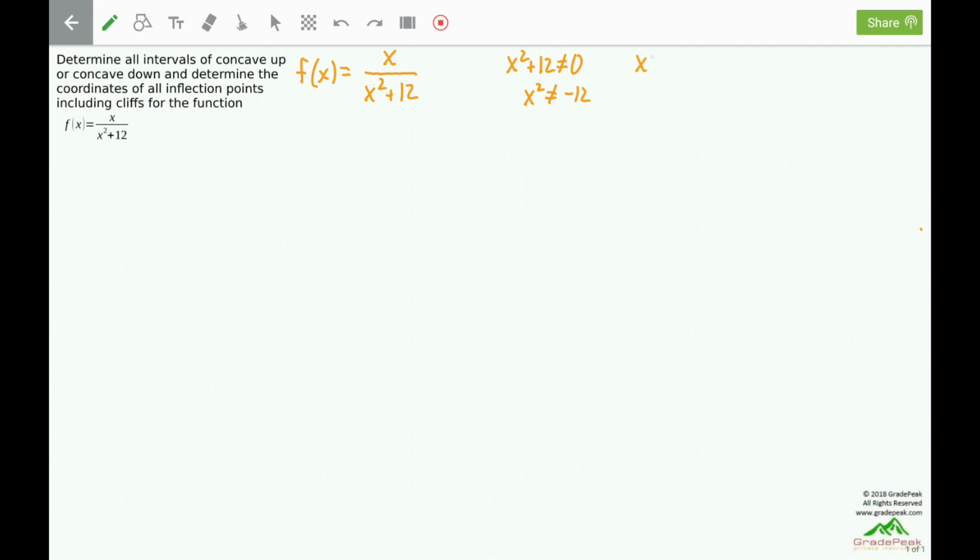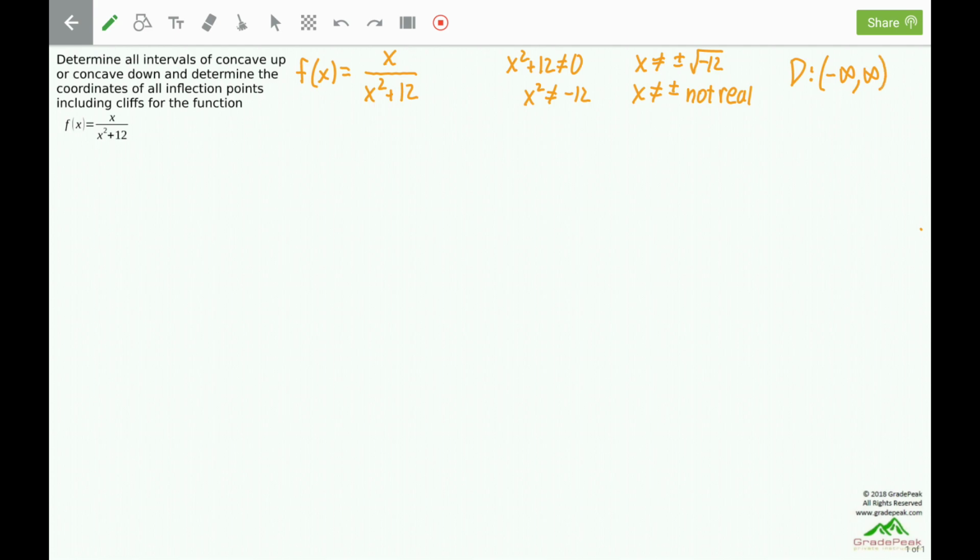And then taking the square root of both sides, x does not equal plus or minus the square root of negative 12, which is an even root of a negative number, and the even root of a negative number is not a real number. So there are two non-real numbers that x cannot be, but x can be any real number, because no real numbers will make the denominator equal to 0. So the domain will be all real numbers, or negative infinity to positive infinity.